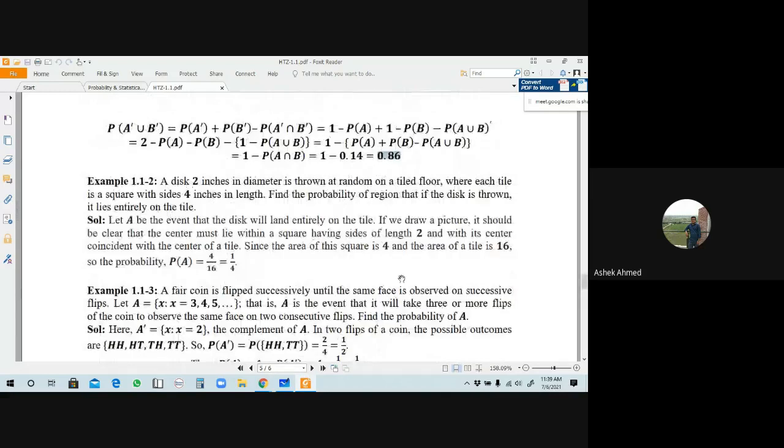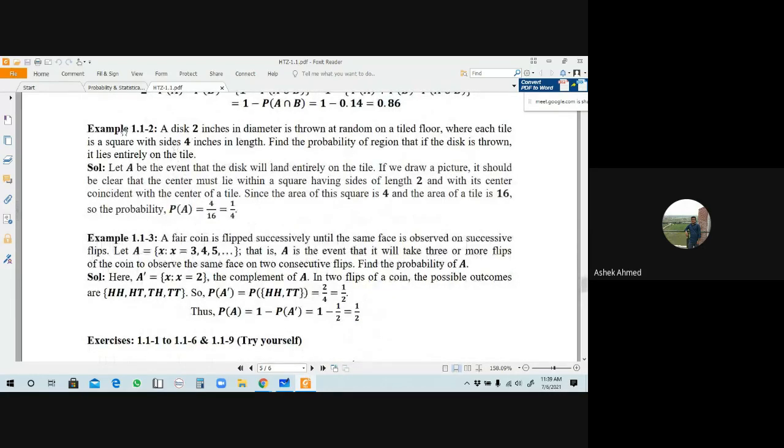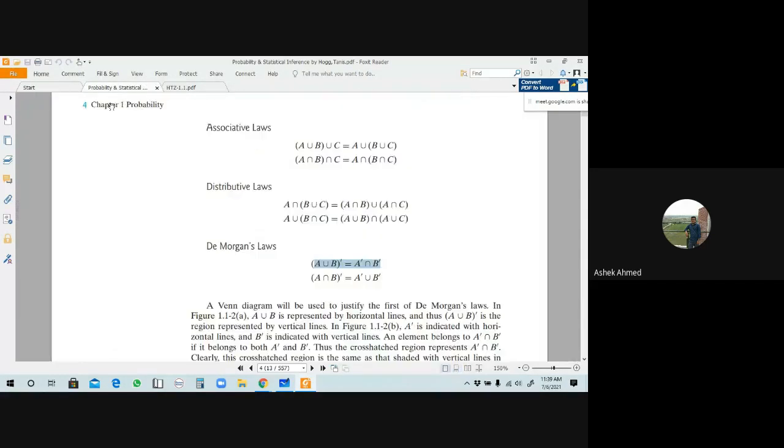Okay, now I will discuss the next problem. Next example, this is 1.12. These examples I will discuss from your textbook.